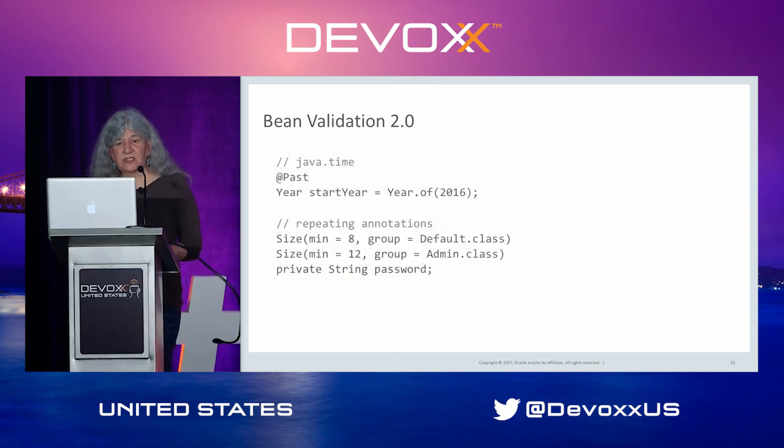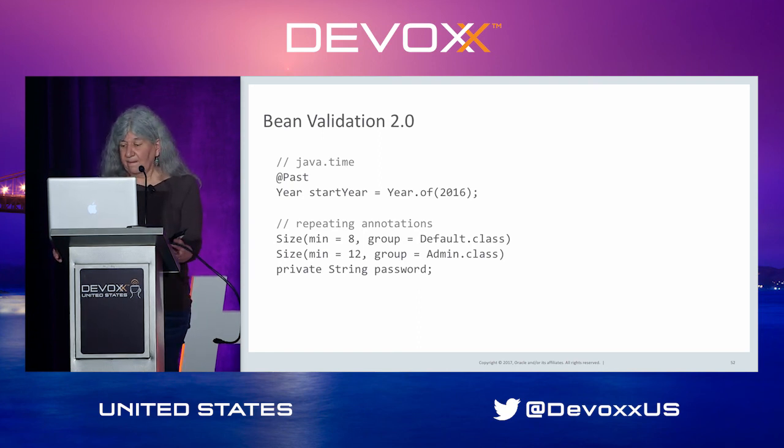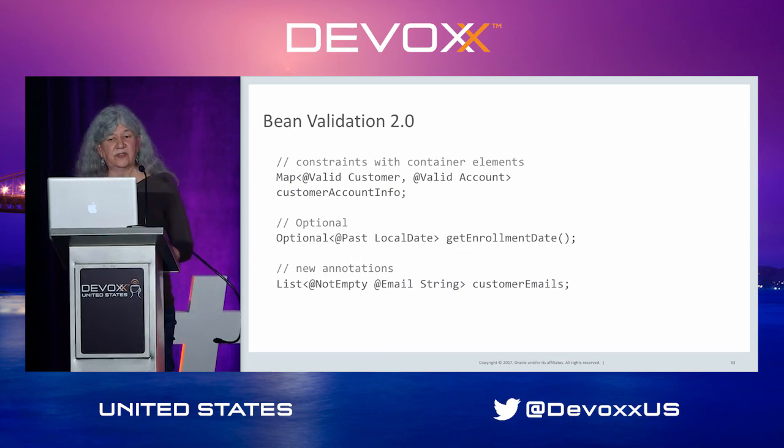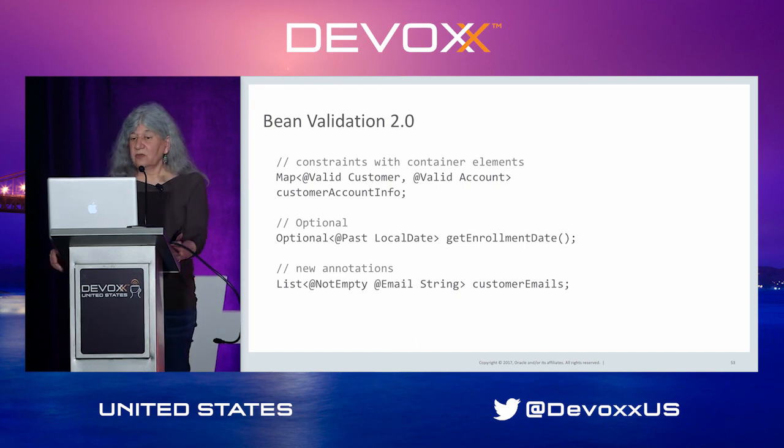So to give a couple of small examples, you can use the past and future annotations with Java time types now. You can use repeating annotations. So here we've assigned different groups for different types of users. And depending on the relevant group, then the requirements for the passwords differ. In these examples, we're showing how you can apply constraints with container elements. When you insert into this map, then the constraints on the validity of customer and account are both going to be checked. You can apply constraints with optional containers, and then you can apply even new constraints.